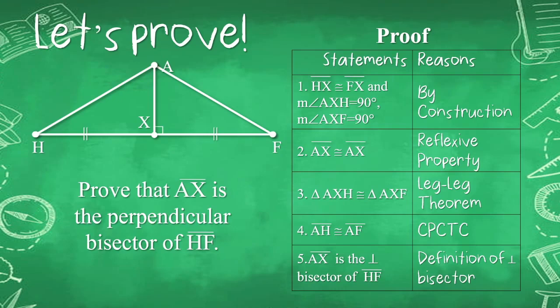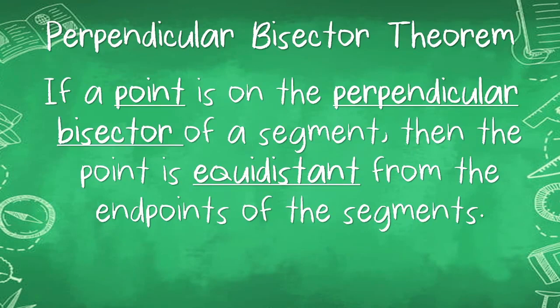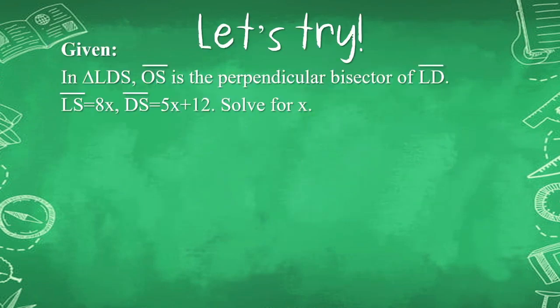Using the figure, we can say that segment AX is the perpendicular bisector of segment HF because the distance from point A to point H is equal to the distance from point A to point F. It follows that if a point is on the perpendicular bisector of a segment, then the point is equidistant from the endpoints of the segment, as our perpendicular bisector theorem.